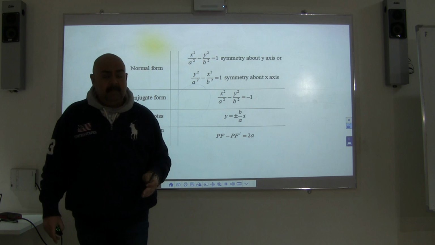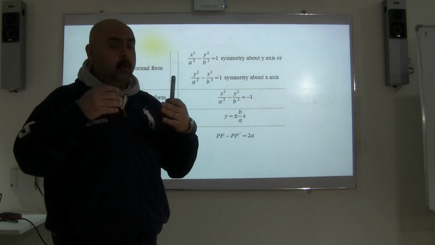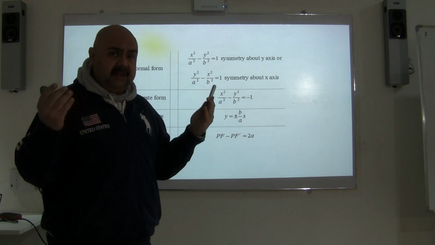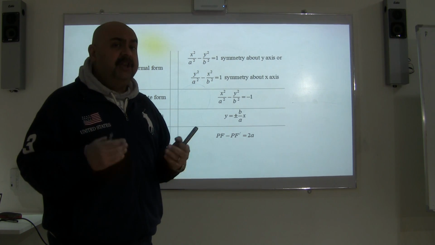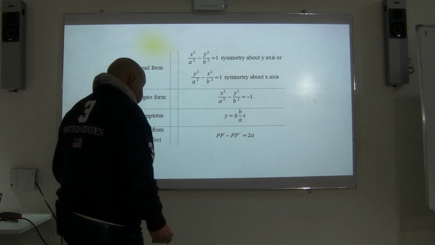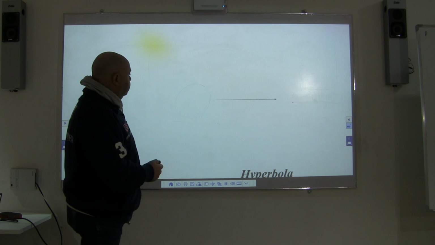Also, if you remember in the ellipse, we have a condition that forces the moving point to be an ellipse, which is that the sum of the distances to the two foci is a constant number. Here the difference between the distances to the two foci is going to be constant. So PF minus PF dash equals 2a.